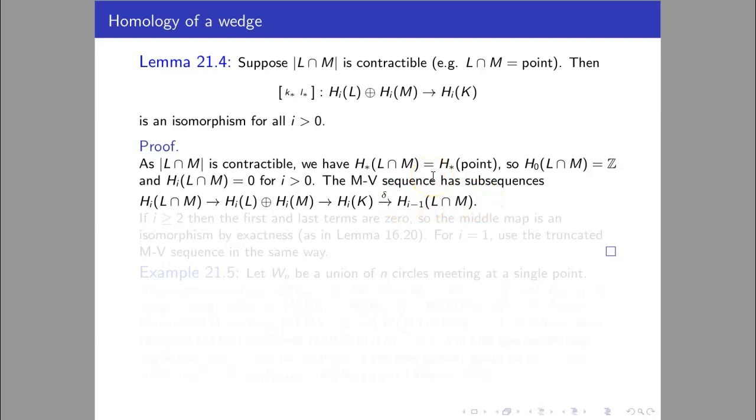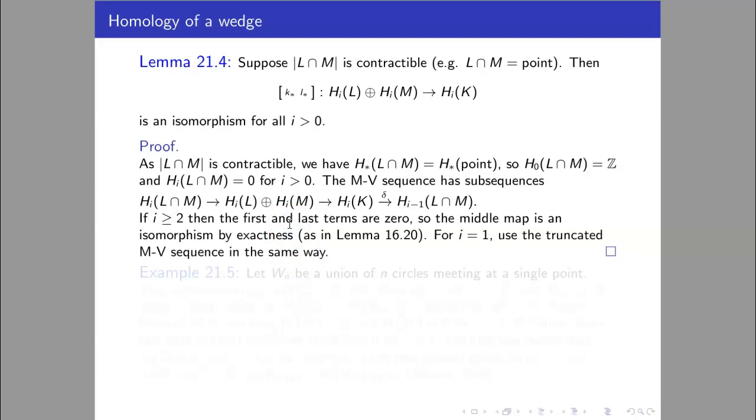So now let's suppose for the moment that i is greater than or equal to 2. Then i minus 1 and i are both strictly positive, and so, as we said here, the corresponding homology groups for L intersect M are zero. So we've got a zero here and a zero here. When you've got a four-term exact sequence like this, with the first term and the last term both being zero, then the middle map is actually an isomorphism. That's precisely what we claimed here. So that proves the claim for the case where i is at least two.